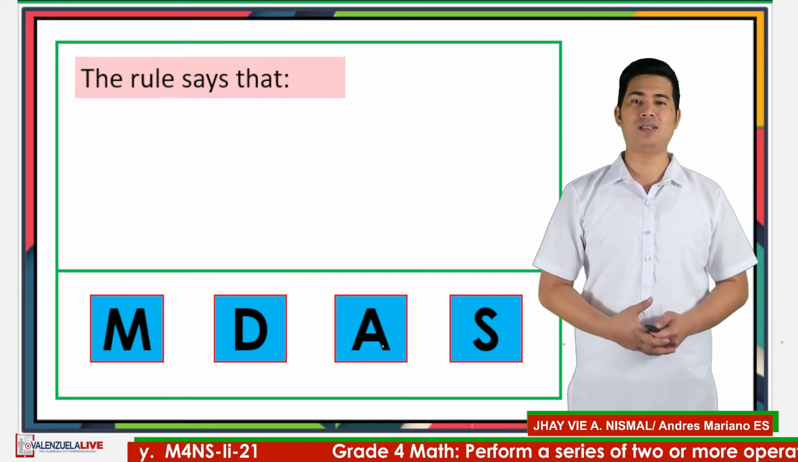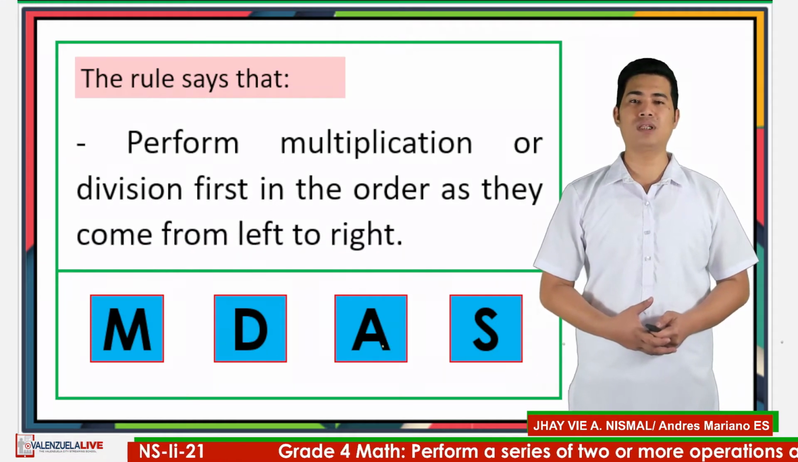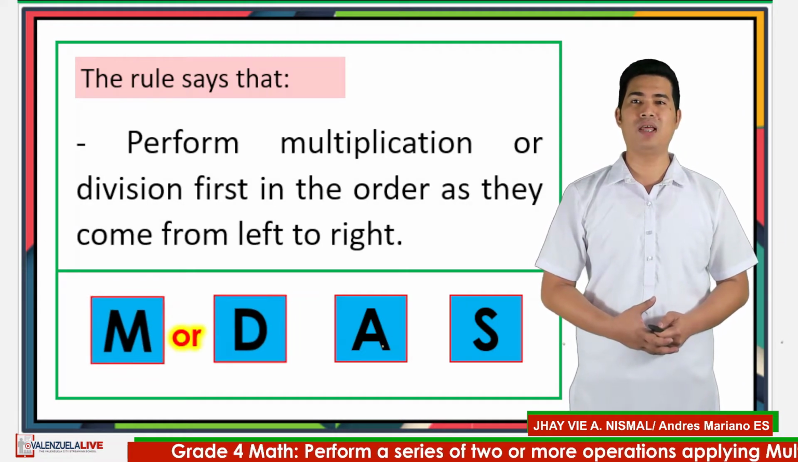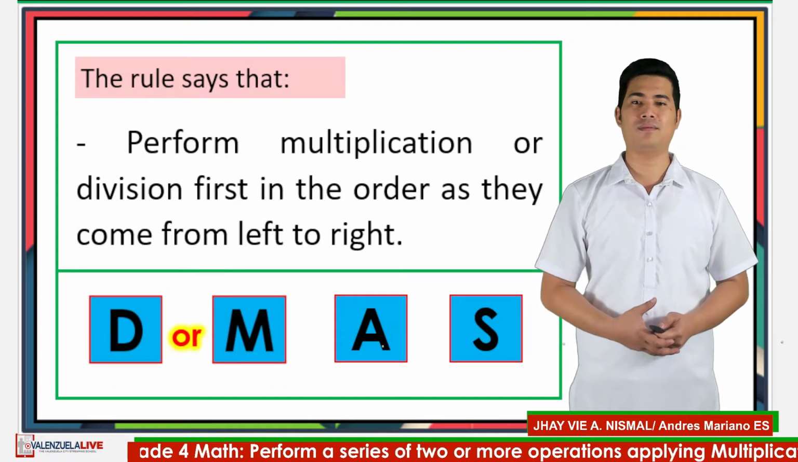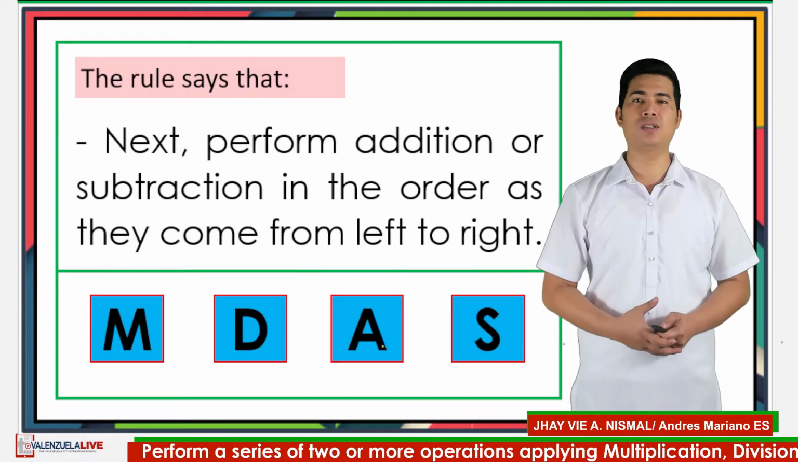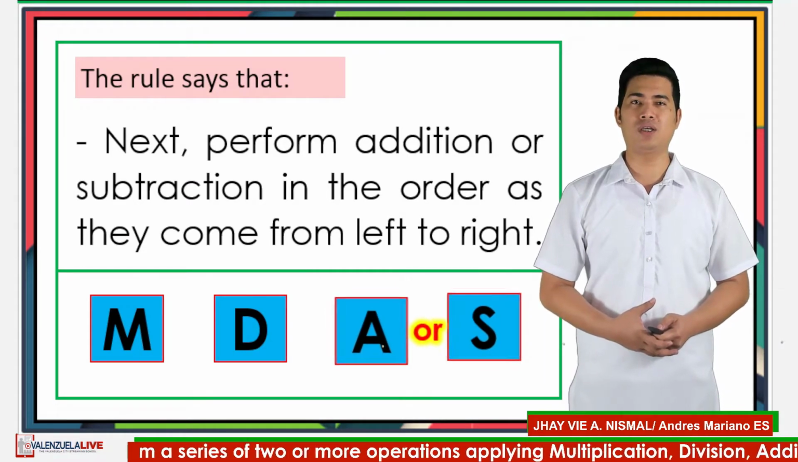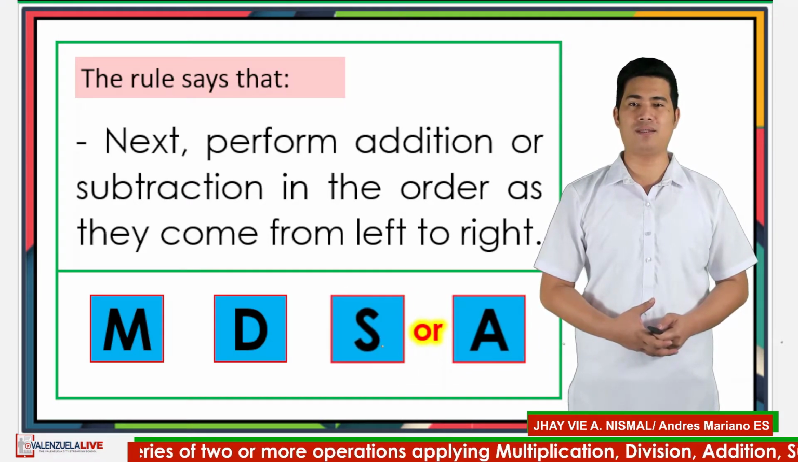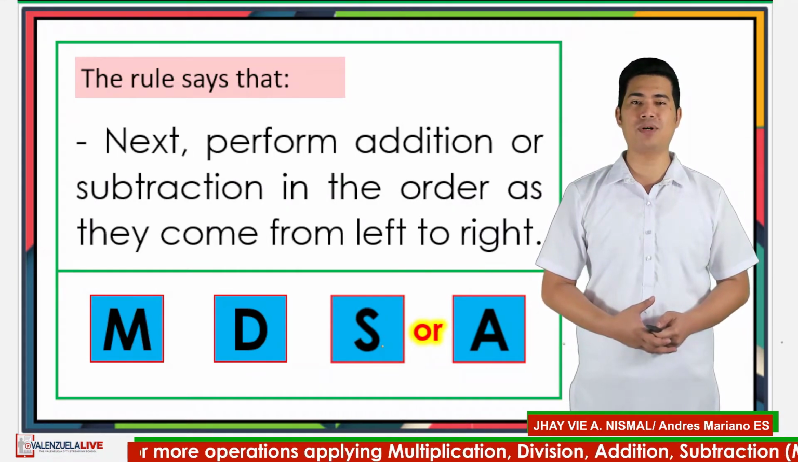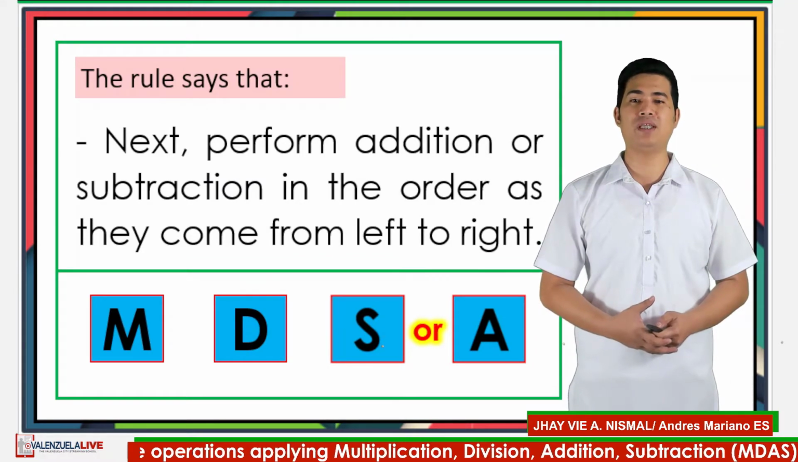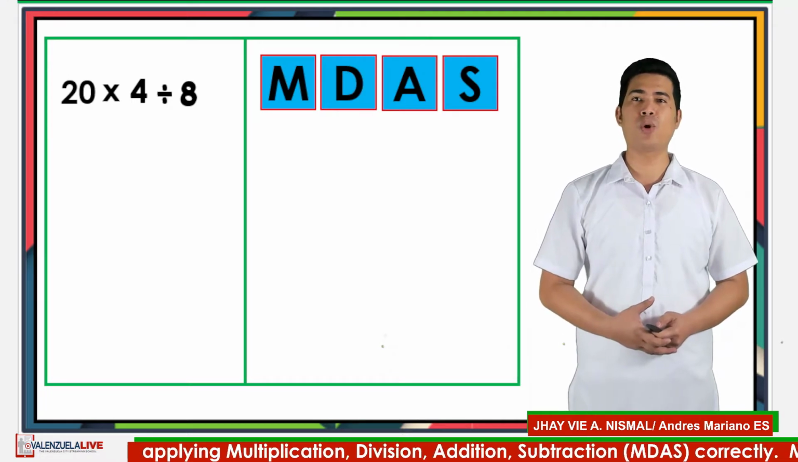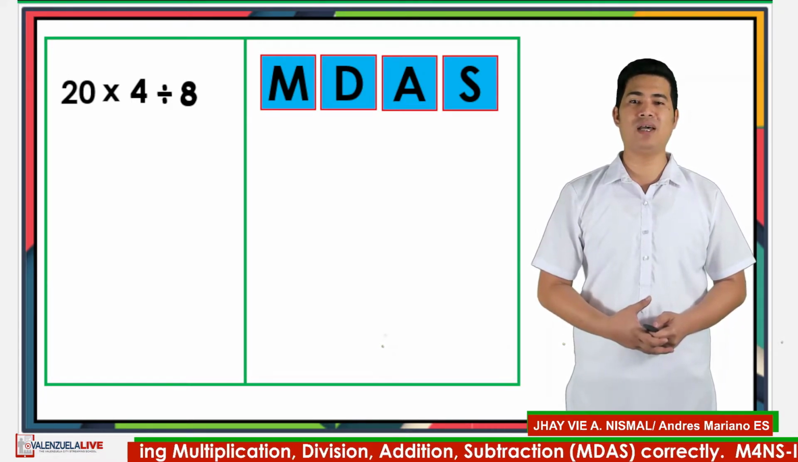The rule says that perform multiplication or division first in the order as they come from left to right. Next, perform addition or subtraction in the order as they come from left to right. Let's have examples of how to perform series of 2 operations involving multiplication and division. Our first expression is 20 times 4 divided by 8.